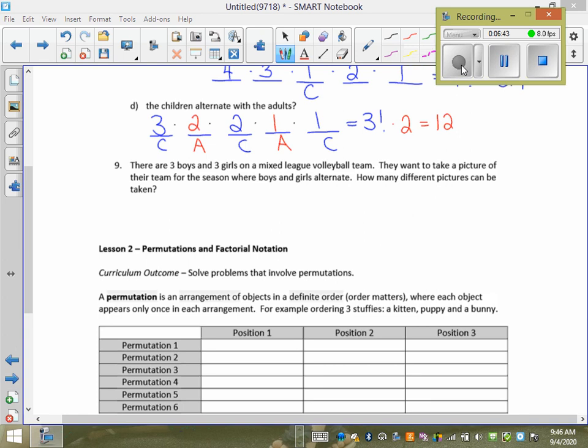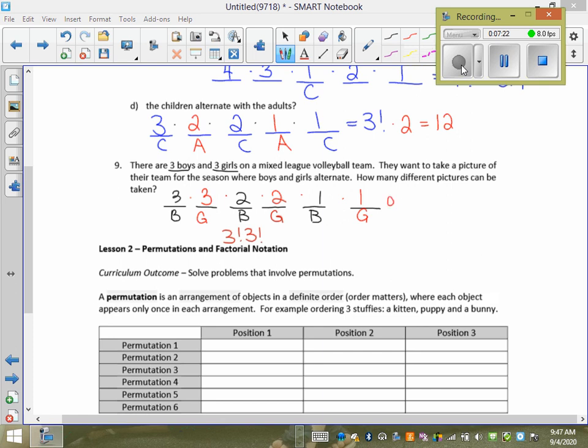The reason why this is different than the previous one is I had to start with children first, because I had an odd number of children and an even number of adults. I had more children than adults, okay? But on this one, I gave you 3 of each. 1, 2, 3, 4, 5, 6. So I could do boy, boy, boy, girl, girl, girl. This would be 3, 2, 1. This would be 3, 2, 1. Which is 3 factorial, 3 factorial. We agree? That's one way.